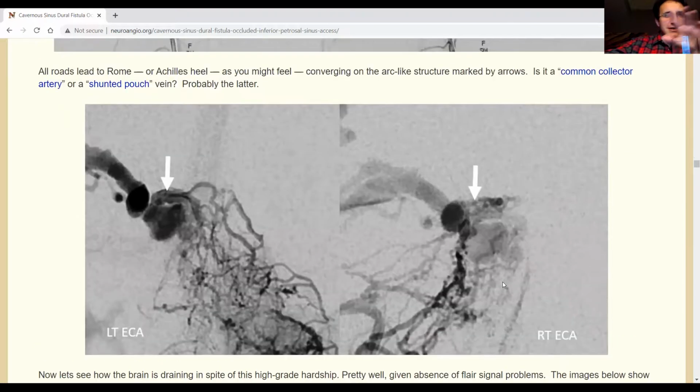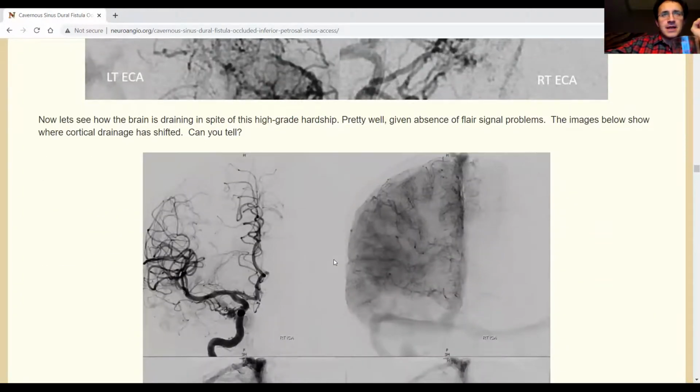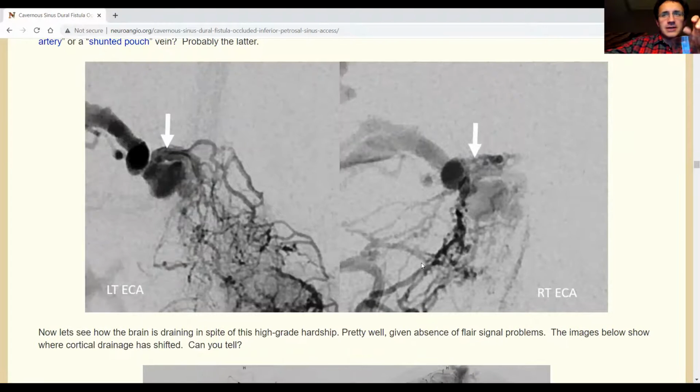Okay, so now we can talk about the arterial supply forever. But having done all of this, you can see that if you look at the left ECA and right ECA injections, you've probably noticed by now that everything is coming into this pouch. And this is important. All of these myriad arteries, a tremendous amount of arterial supply, everything is coming into this pouch. So this is something that we really emphasize a ton. And we'll get back to that a little bit later, actually.